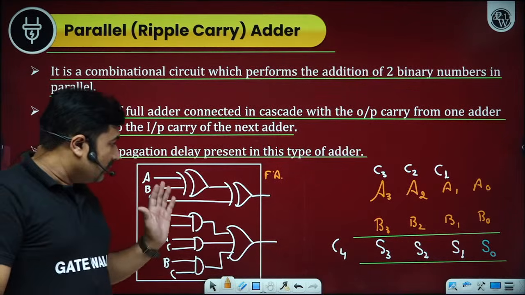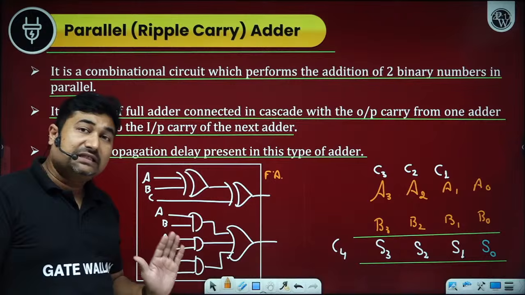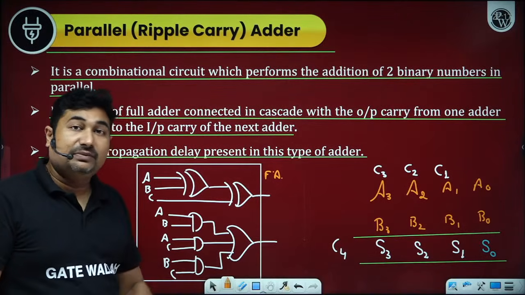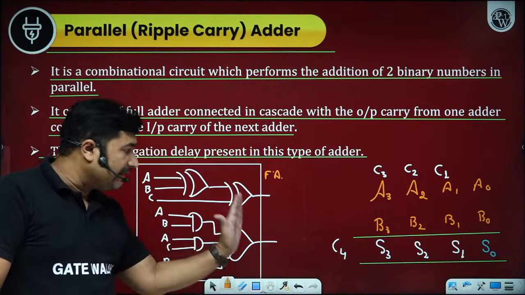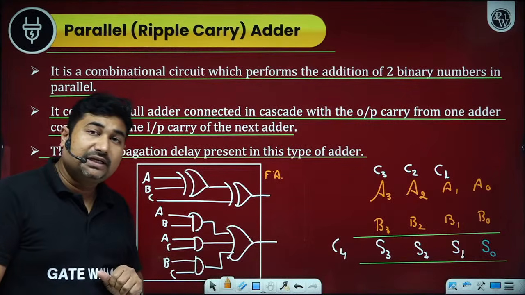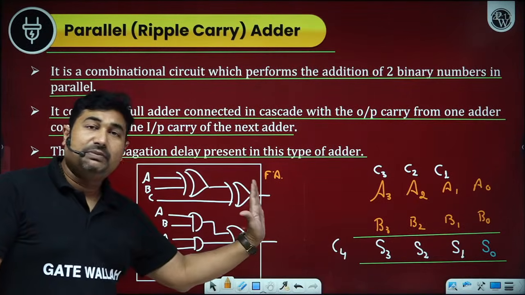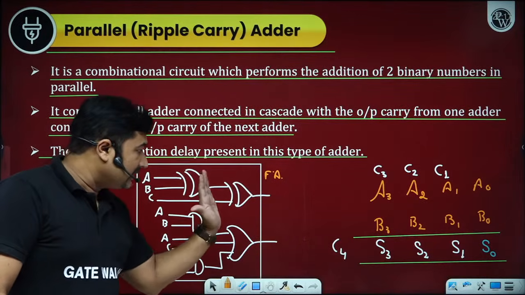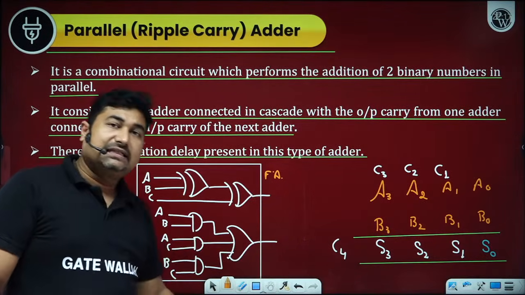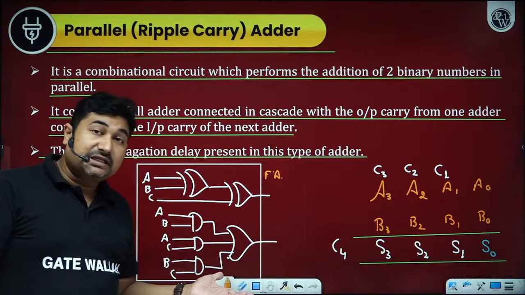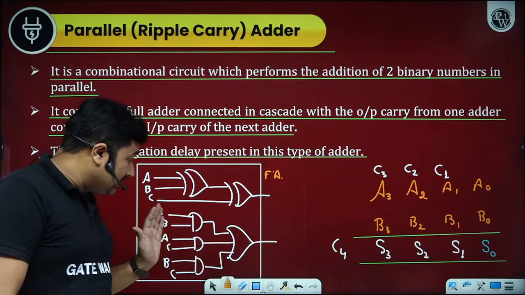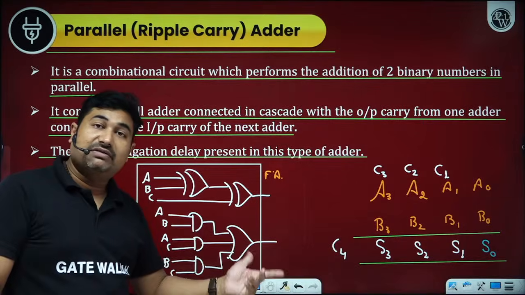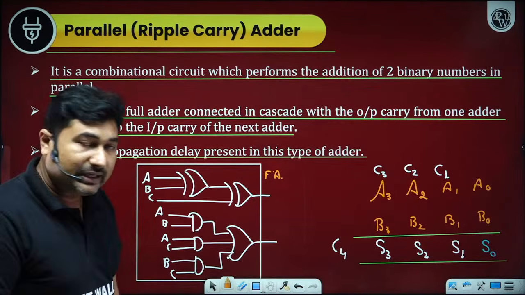Suppose each logic gate has a delay of TPD, then what is the minimum time delay required for the sum bit to generate? Sir, 2 TPD. One TPD gives the output of this level, another TPD gives the output of the next level. Since each logic gate has a delay of TPD, 2 TPD time is required to have the carry out as well. Is it okay? Yes sir.